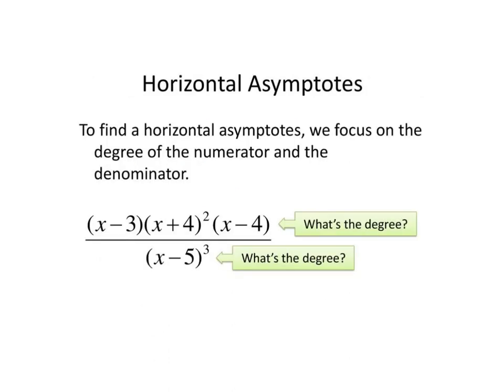All right, so let's talk some more about horizontal asymptotes. In order to find the horizontal asymptote, one way that you can do it is to focus on the degree of the numerator and the denominator. Now, what do I mean by the degree? The degree is the highest exponent after you've multiplied the factors together.